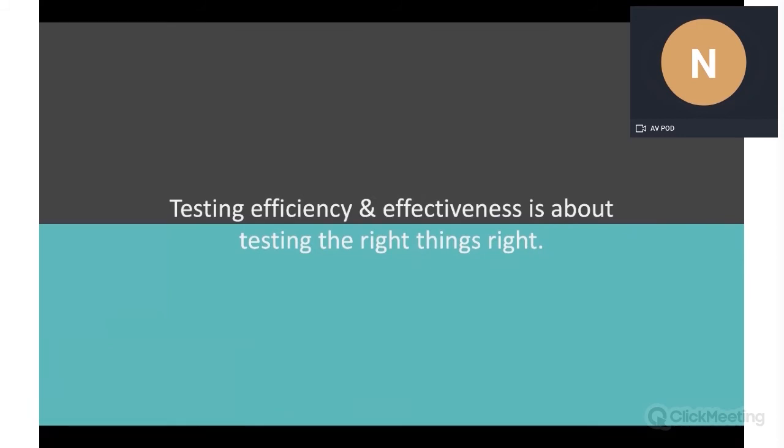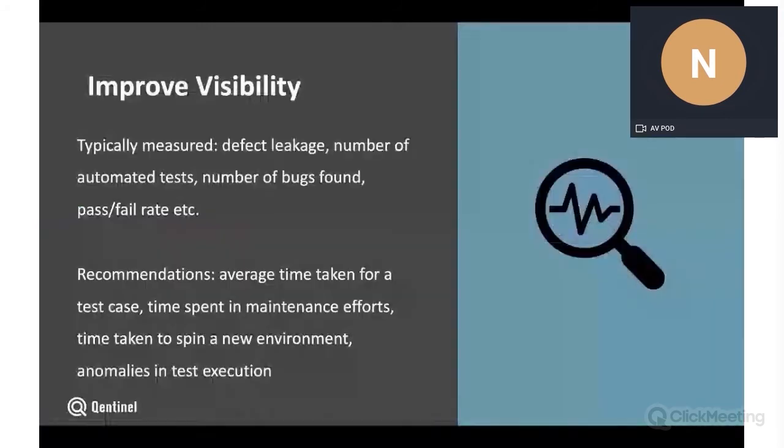How efficient are the processes? How does it actually feel like to do testing with a certain test automation framework and processes that you have in place? And there are quick tips here on what you can measure to improve that. What is often typically measured is things like defect leakage, number of automated test cases, number of bugs found, pass-fail rate, etc. But these are the things which are measuring more the effectiveness of your testing rather than the efficiency of it.